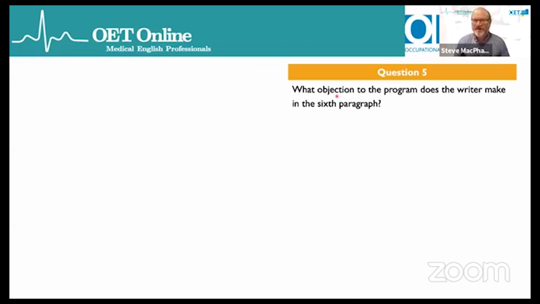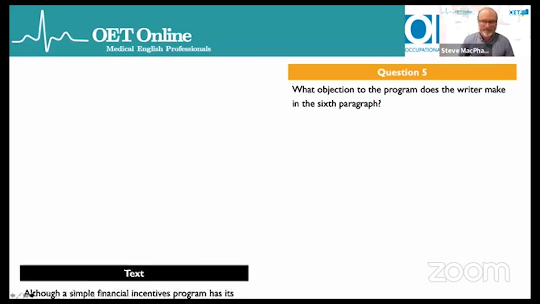So question 5 says, what objection to the program does the writer make in the 6th paragraph? What objection? So something that they don't agree with. So this question is telling us, what does the writer not agree with about the program? So the writer is objecting to the program. What does the writer not like about the program?